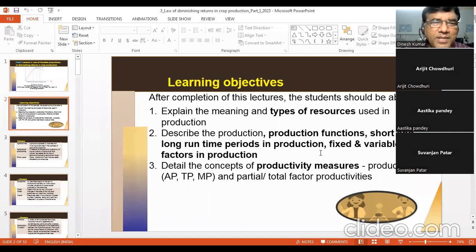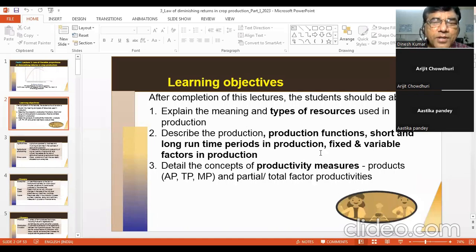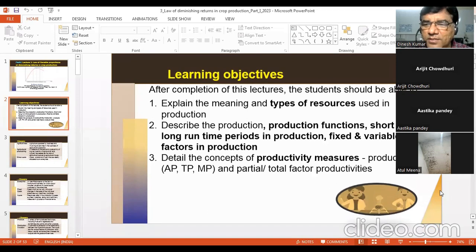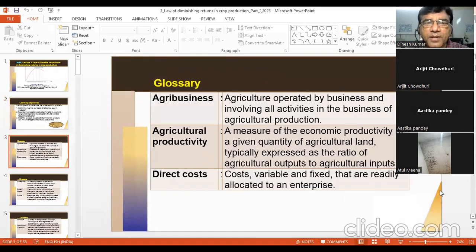Okay, what is productivity? Productivity means output per unit of input. Output divided by input is your productivity. But it can be measured in different senses and different ways, like average product, total product, and marginal product. Okay, we will learn all these. So these are the objectives in brief.